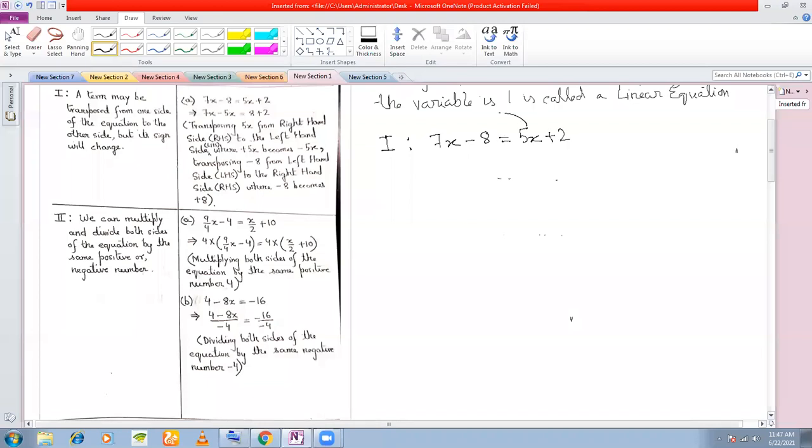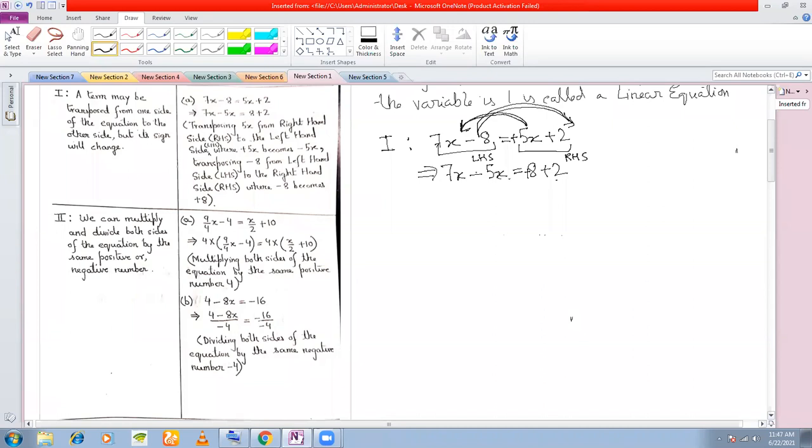So suppose I want to bring 5x to this side, and if I want to bring 8 to that side, that means the signs are going to change. So you have 7x I'm keeping as it is, because 5x I'm shifting from this side to this side. From plus 5x, this will become minus 5x is equal to, and because minus 8 I'm shifting to the other side, which is called the right hand side, this becomes 2 plus 8 or 8 plus 2. Okay, so from minus 8, the sign changes to plus 8. Fine. So this is the first rule, that this is called the left hand side and this is called the right hand side of the equation.